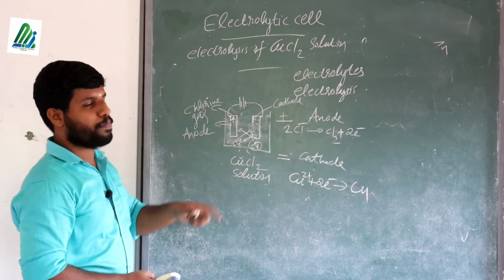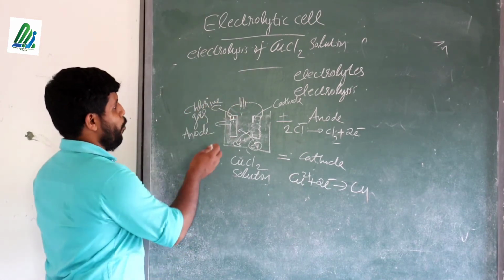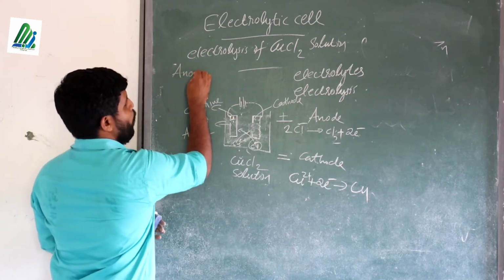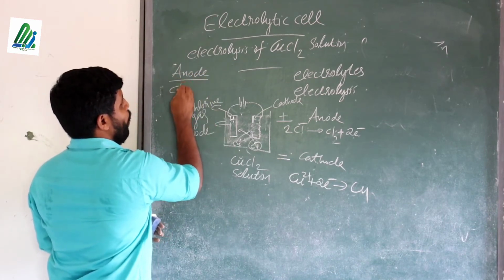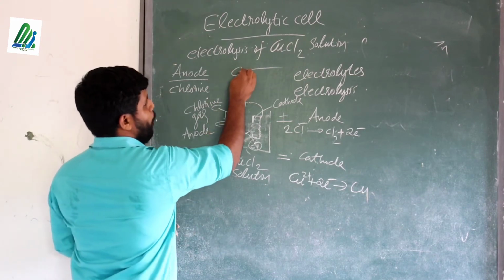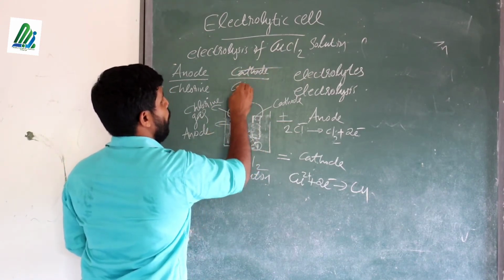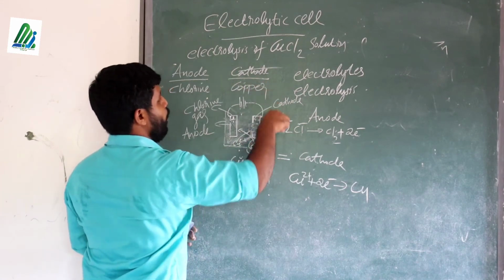So this is the electrolysis of cupric chloride. What is the product obtained at the anode? The product obtained at the anode is chlorine gas. And the product obtained at the cathode is copper.